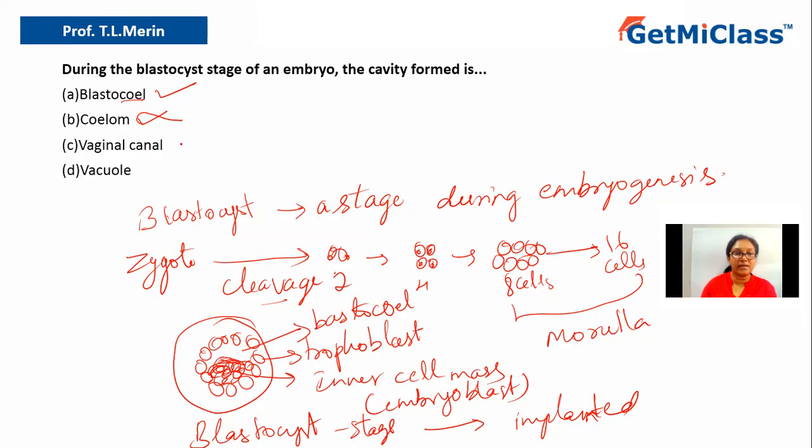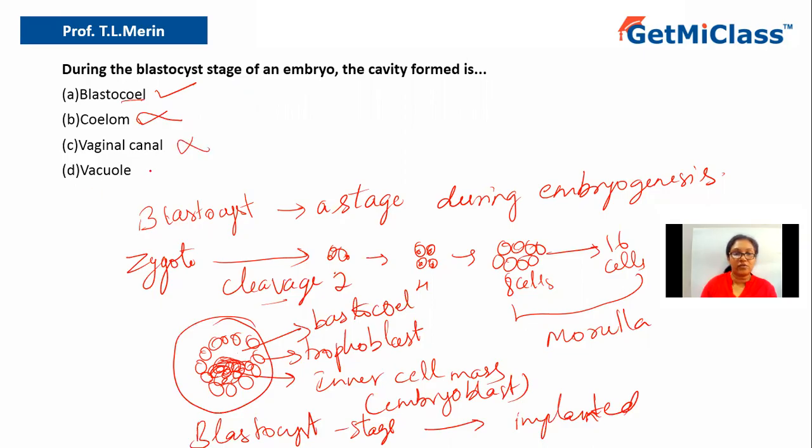Option C says vaginal canal. Here the vaginal canal nowhere comes into the picture because we are talking about the embryonic stage. The vaginal canal is a tubular region in the vagina. So this is ruled out.